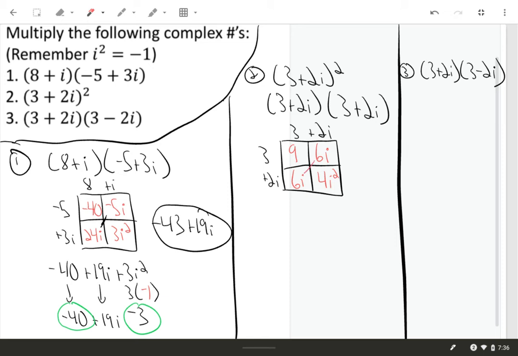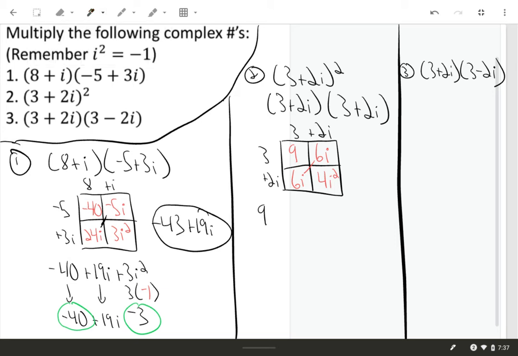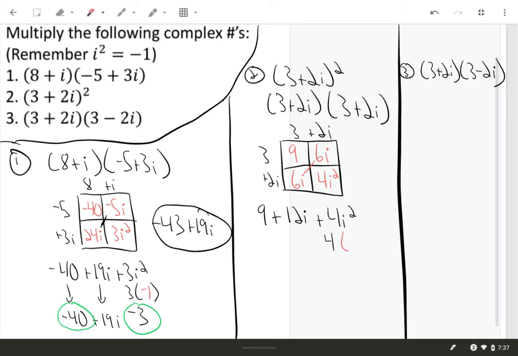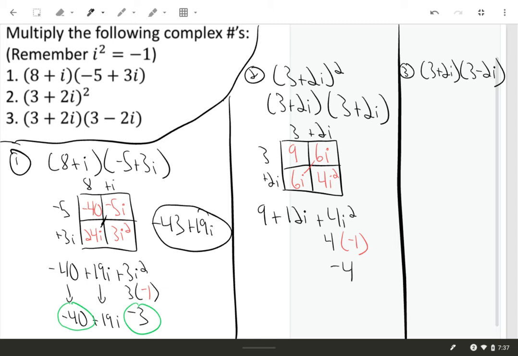All right, and if we put everything together, we end up with 9, and then 6i and 6i becomes 12i, plus 4i squared. Now we're going to do the same thing we did over here in number 1. So I'm going to make 4i squared. I squared is equal to -1. So this is really going to be 4 times -1, which is -4. And we'll go ahead and drop everything down.